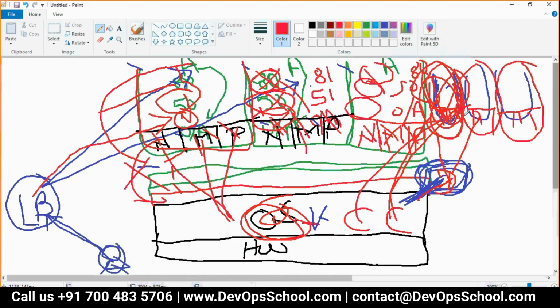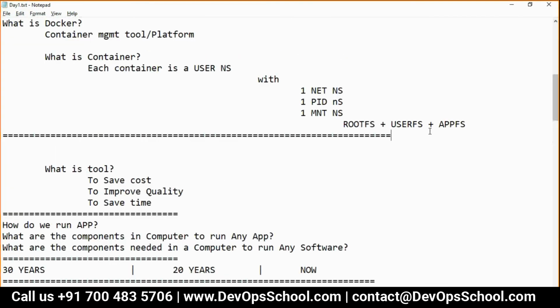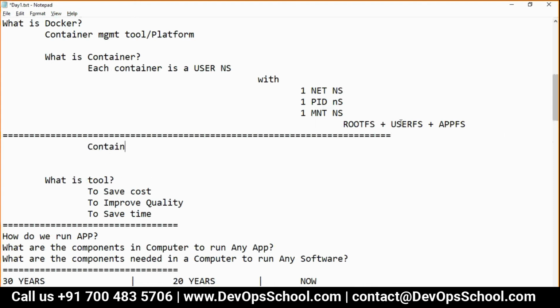There is no difference between you and a container, except one. You are unfortunate that you are getting the shared network, shared PID, and shared mount, whereas these users are fortunate to have their independent runtime environment. Runtime environment means everything they are getting is their own. So guys, in a functional definition, when you go and read what a container is, a container is an independent runtime application environment.